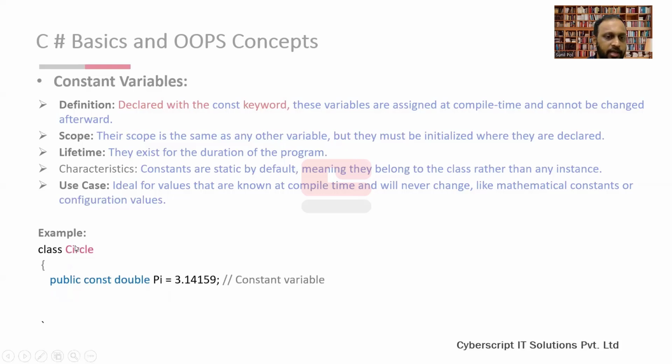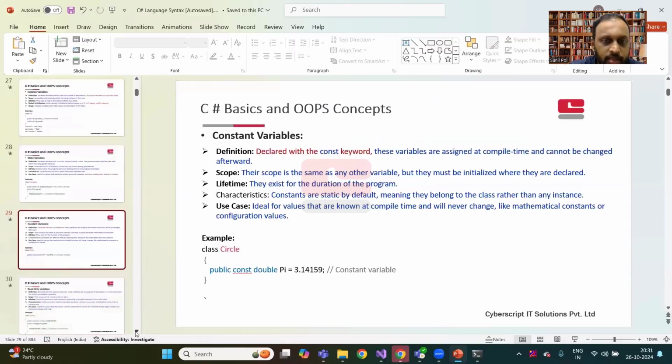So here we have declared one class, Circle, and we are declaring one pi variable over here with the const keyword, and the value of the const variable is 3.14. So this is a constant value for Circle to calculate the area of it. So let's discuss constant variables now.